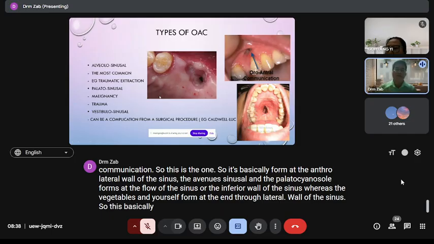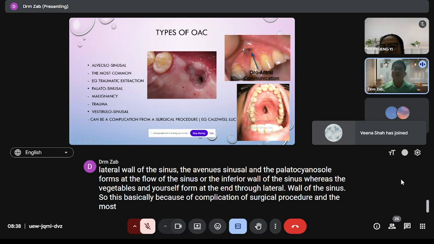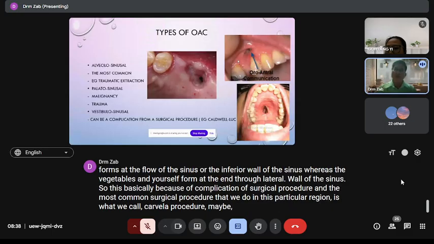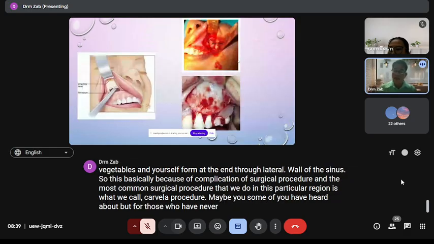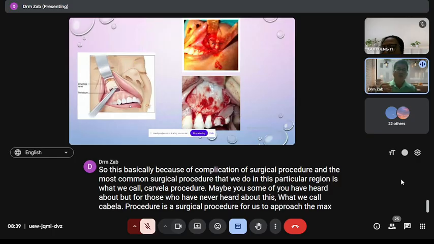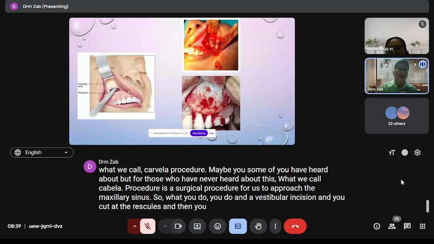So this is basically because of a complication of a surgical procedure. The most common surgical procedure that we do in this particular region is what we call the Caldwell-Luc procedure. Maybe some of you have heard about Caldwell-Luc, but for those who have never heard about it, this is what we call the Caldwell-Luc procedure. It's a surgical procedure for us to approach the maxillary sinus. So what you do is a vestibular incision. You cut at the vestibule and then you raise the flap.